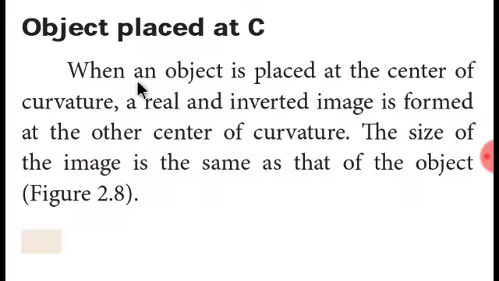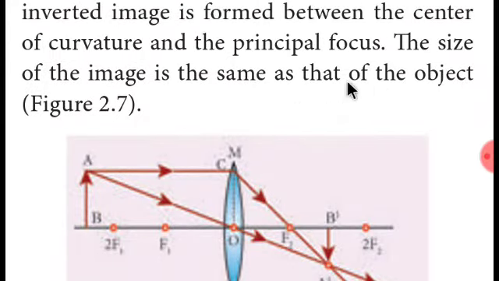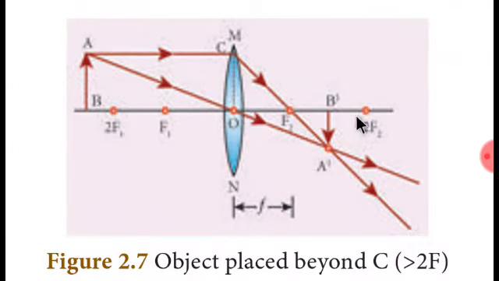I said before, when an object is placed at the center of curvature, a real and inverted image is formed at the other center of curvature. The size of the image is same as that of the object. See, this sentence is correct for this case, but they are wrong for this case. The size of the image is same as that of the object. This is wrong. Actually, they must write that the size of the image is smaller than that of the size of the object.